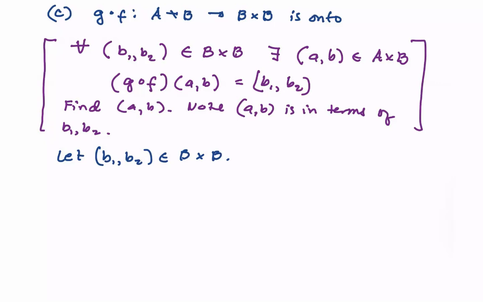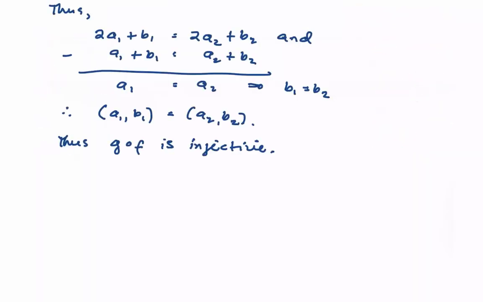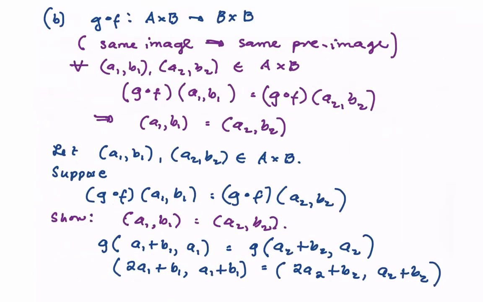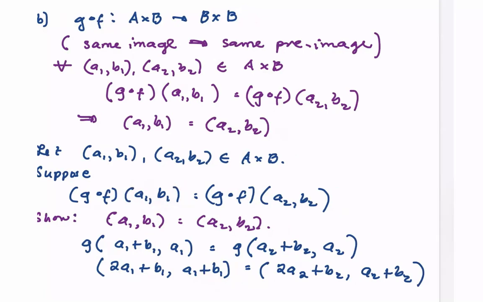So how do we go about it? Let's look at this one. What is G circle F of (A, B)? From our previous computations, whenever we have, look at this one, what is the image of an ordered pair under G circle F? What it does is that we have 2 times the first element plus the second element, and then the other component in your ordered pair will just be the sum of this.